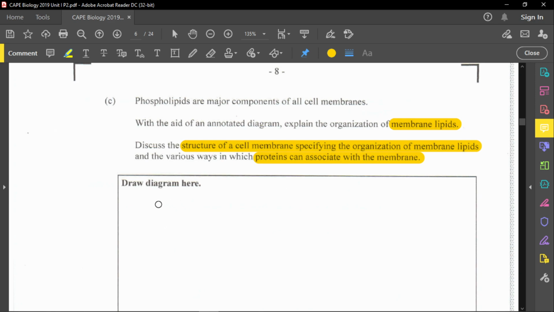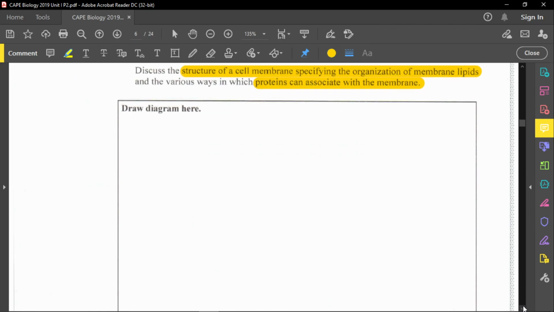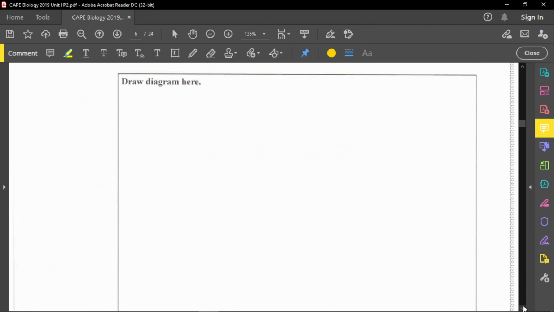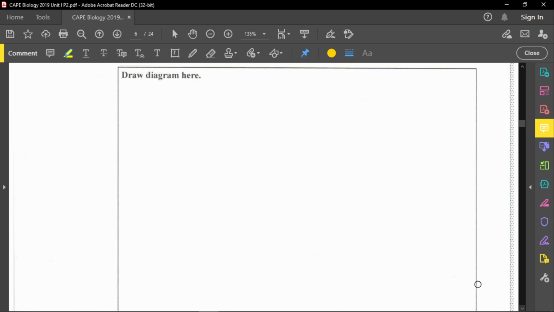So in the space here, I'm going to draw a diagram, and it's an annotated diagram. So let's think about the phospholipid bilayer. This is the last question, in fact. It's an 8-mark question. What I'm going to do here is draw the phospholipid bilayer structure. Let's do it right here so I can label on both sides.